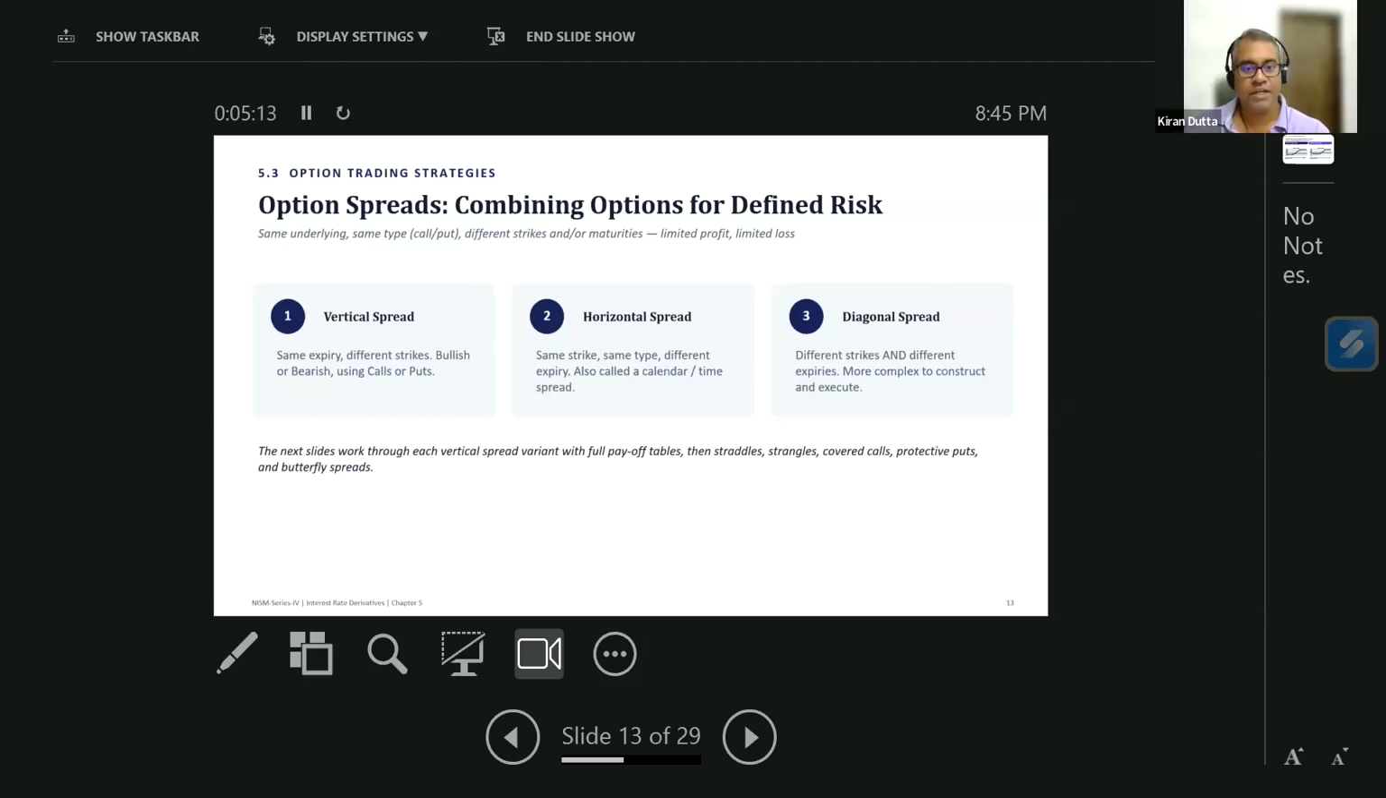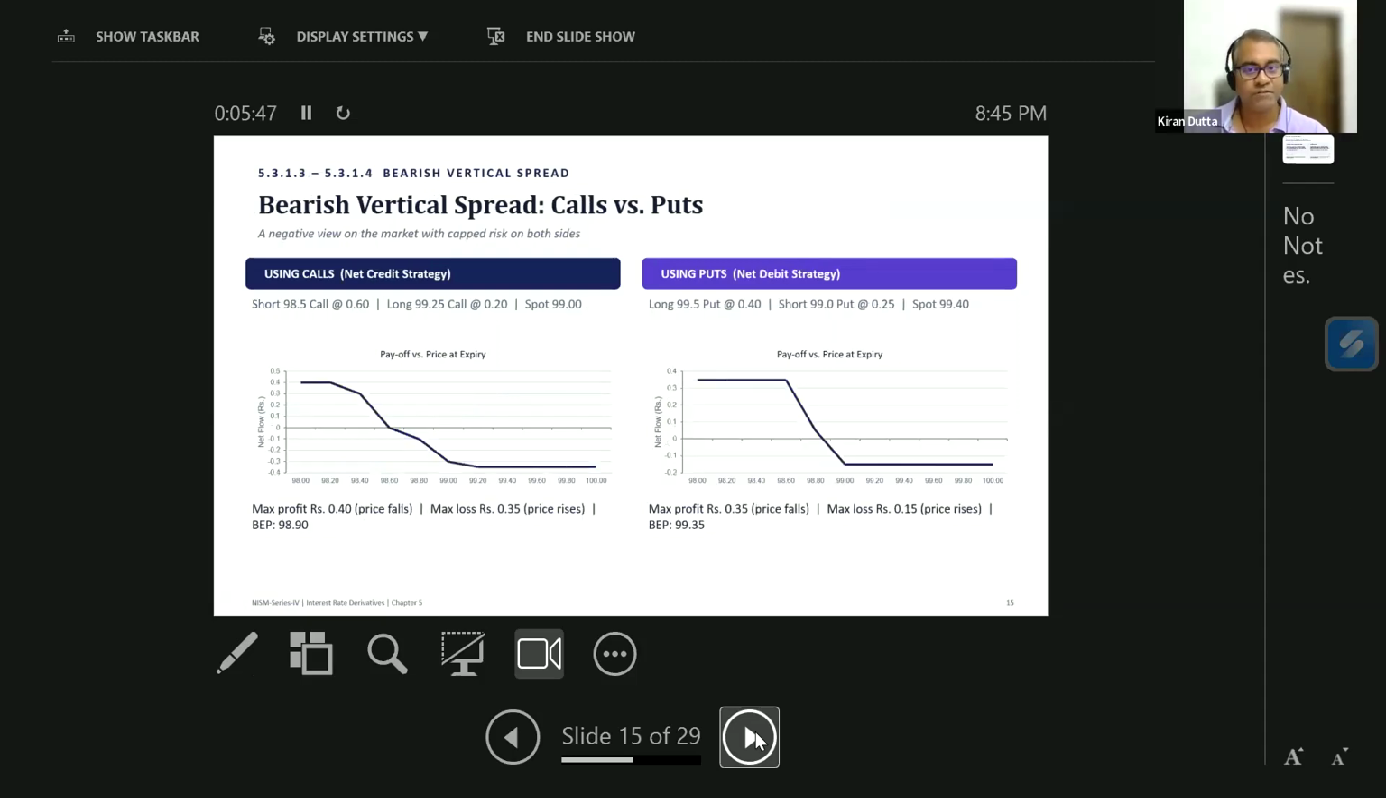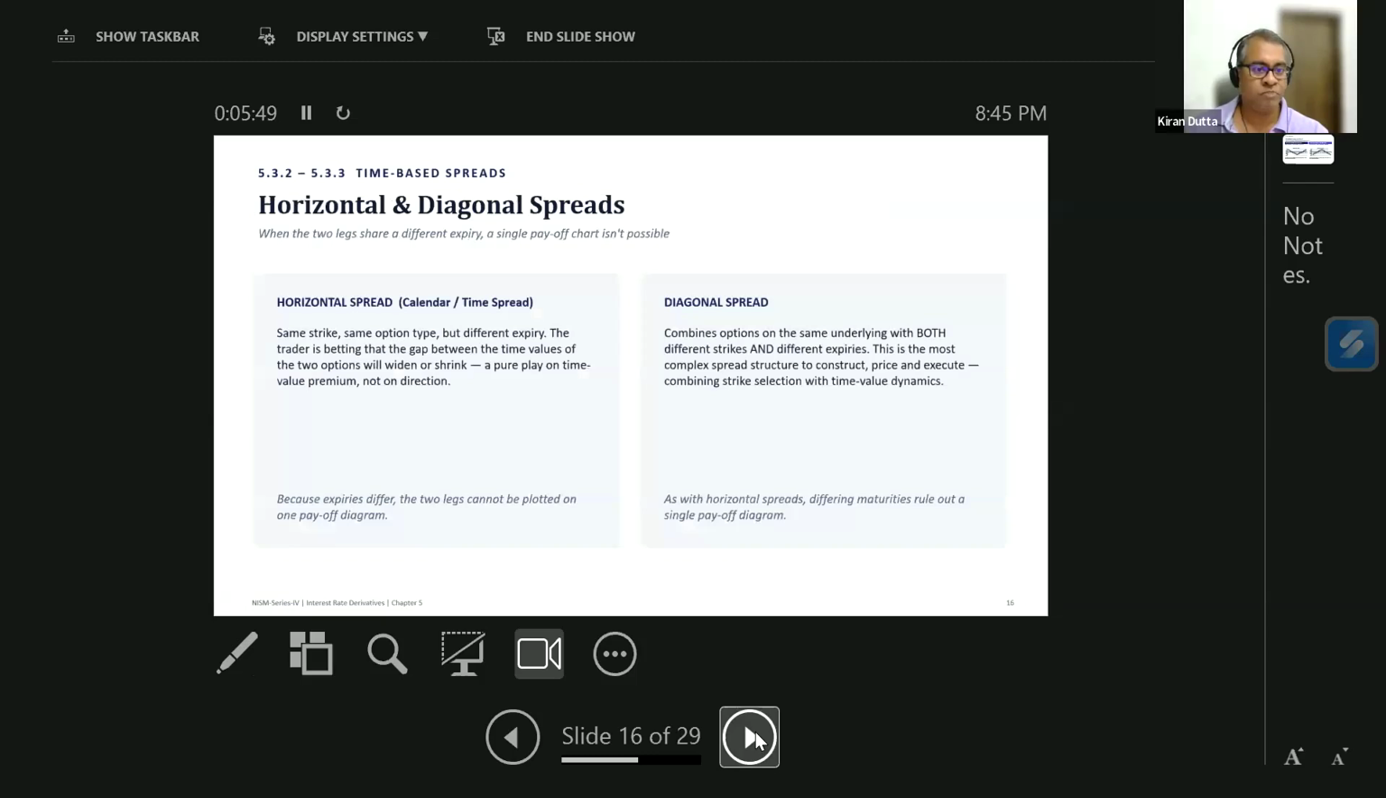So you see here, same strike, same type, different expiry. Remember that part. In a vertical spread, what is happening? Same expiry, different strikes, bullish or bearish using calls or puts. Diagonal is different strike and different expiries. We have done this. I think we spent a decent 2 days on the housing example, limited loss, limited profit, payoff, and all that stuff. Horizontal spread, just now we discussed calendar spread.